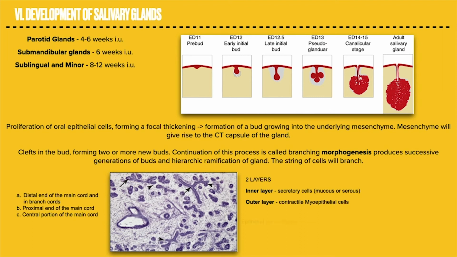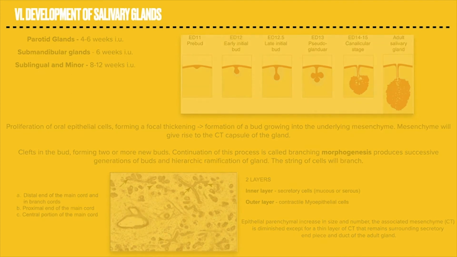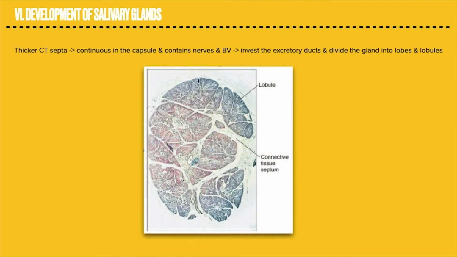As the epithelial parenchymal components increase in size and number, the associated mesenchymal connective tissue is diminished, although a thin layer of connective tissue remains, surrounding each secretory end piece and duct of the adult gland. Thicker partitions of connective tissue, septa, continuous with the capsule and within which run the nerves and blood vessels supplying the gland, invest the excretory ducts and divide the gland into lobes and lobules.